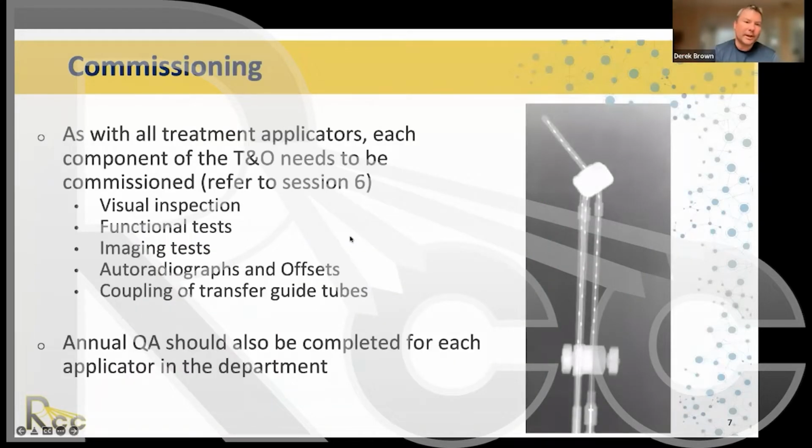As with all treatment applicators, each component needs to be commissioned. So we're going to do a visual inspection, functional tests, and imaging tests, autoradiographs. This is all very similar to what we talked about with the cylinder case. Here you see a two-dimensional planar X-ray image of a tandem with dummy wires in it, so you can see all of the different seed positions within both the ovoids and the tandem. We should also, of course, do this on an annual basis to make sure that everything is working and in order.